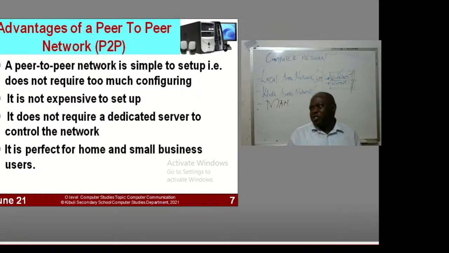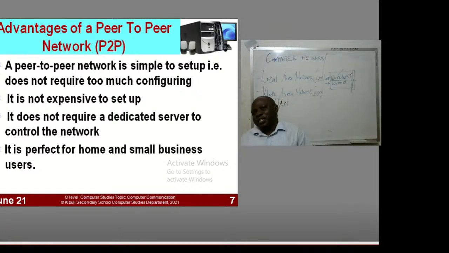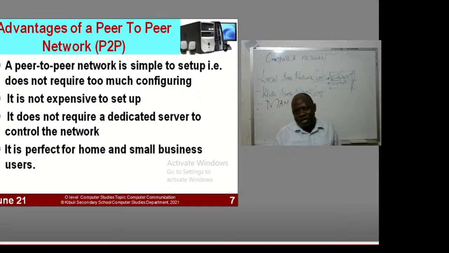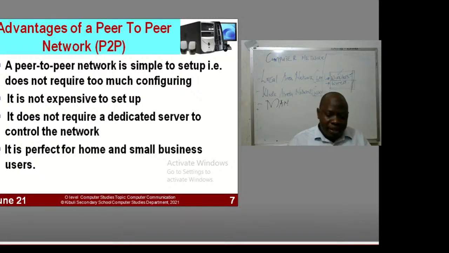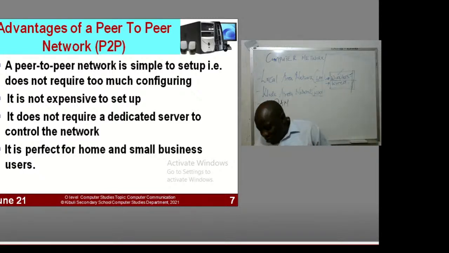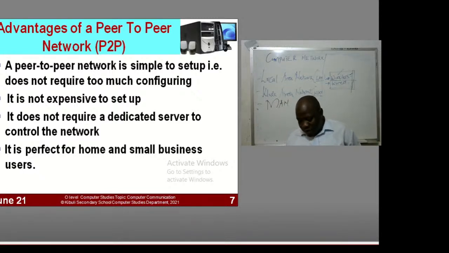So number two, it's not expensive. You don't put in a large amount of money as you're doing that. Maybe for the laptops, if you want a wire, you may buy a simple wire and then you interconnect. But again, the wire may be cheaper. It depends on how much you are buying the wire for.